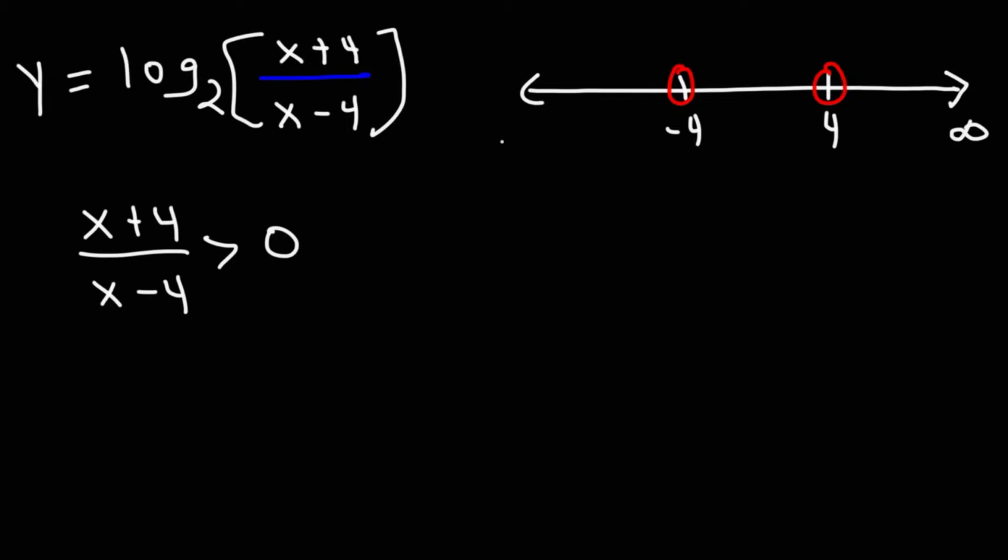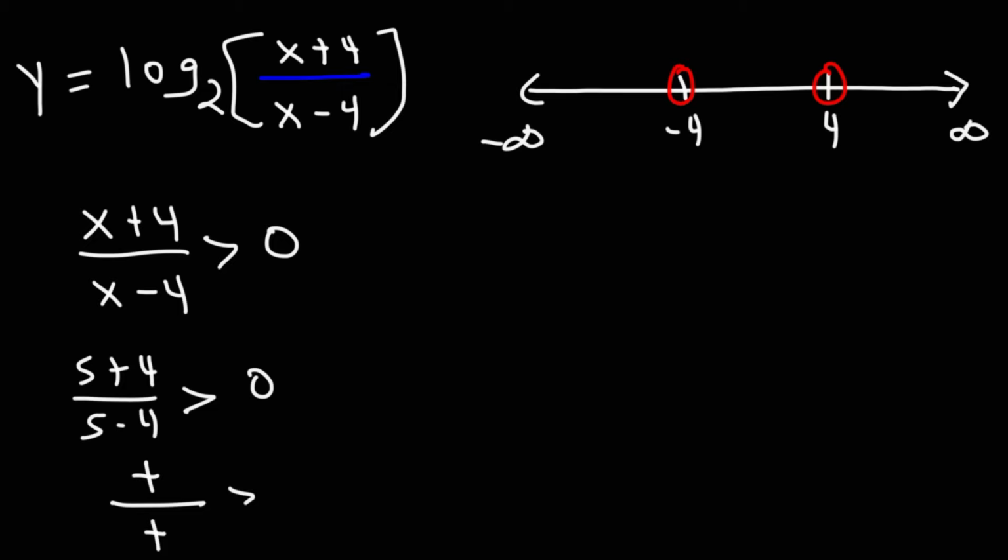So now let's plug in some values to see where it's going to be positive. So let's pick a number between 4 and infinity. So I'm going to try 5. So we have 5 plus 4 over 5 minus 4. So 5 plus 4 is 9. That's a positive number. 5 minus 4 is 1. That's also positive. A positive number divided by a positive number will give us a positive result.